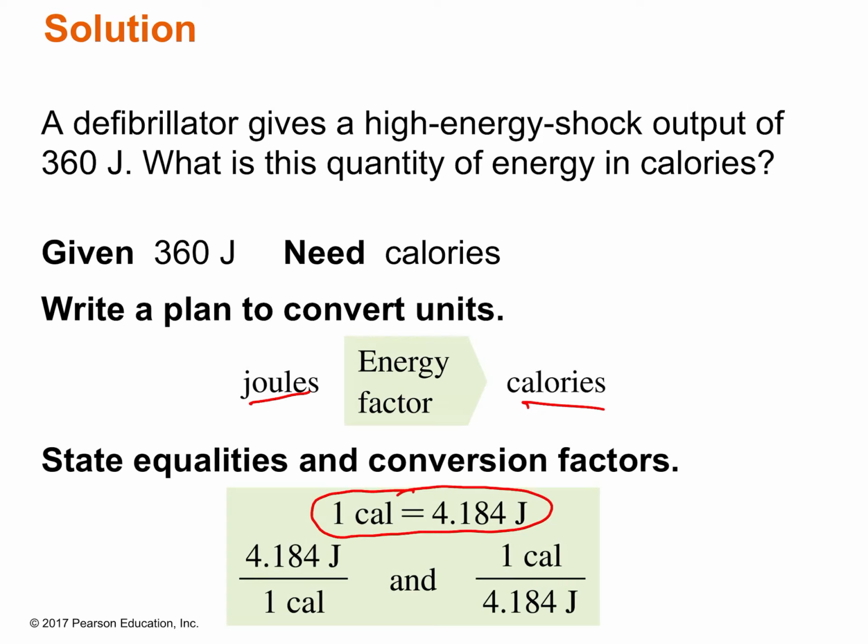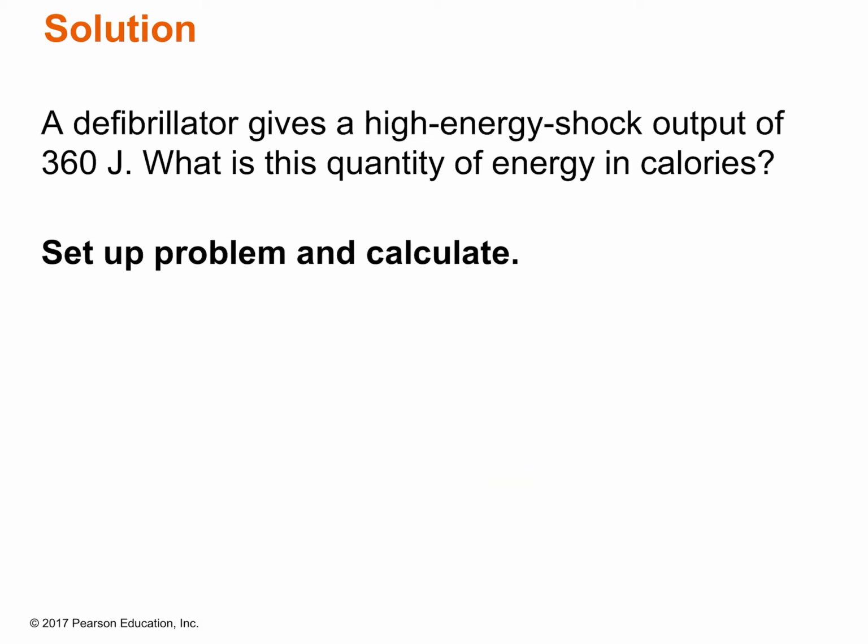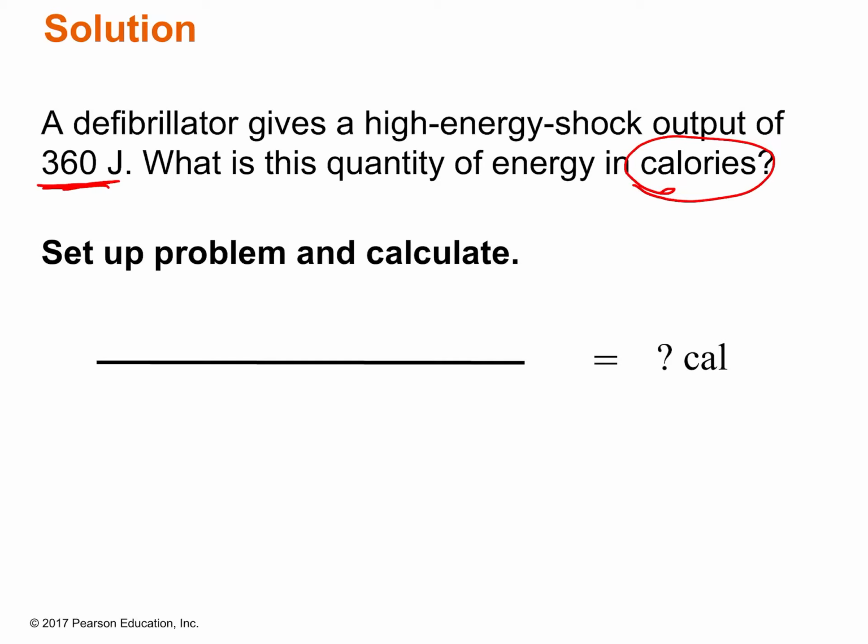So we can write 2 different conversion factors. We can write 4.184 joules on the top and 1 calorie on the bottom, or 1 calorie on the top and 4.184 joules on the bottom. So we go ahead and set up our problem to figure out how to get from one to the next. We're looking for calories, and we're starting with joules. Remember, what goes in the beginning of our train track is usually the number in the problem. So that 360 joules is what we are starting with, and we need to figure out how do we get from one to the next.